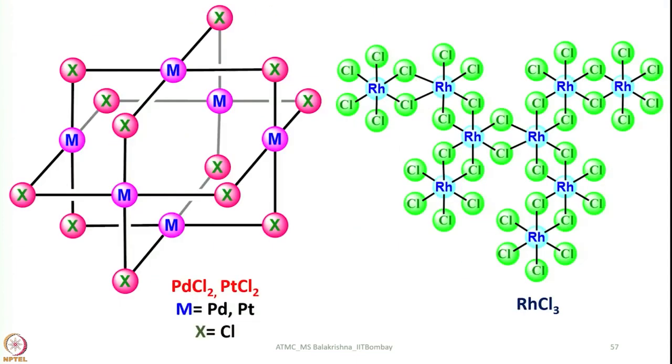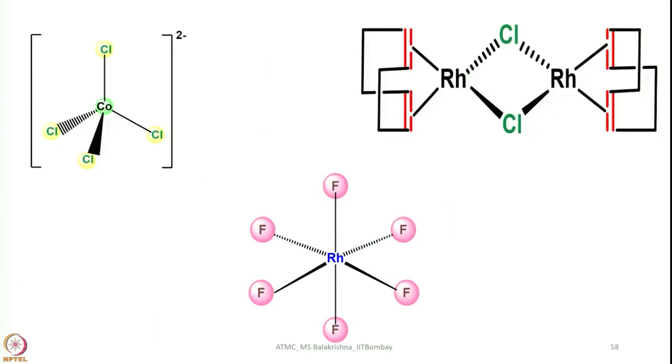This is the structure of palladium chloride and platinum chloride with chlorine as X. And in case of rhodium trichloride, this is the structure adopted by rhodium. You can see rhodium is octahedrally surrounded by 6 chlorine atoms. Of course, composition doesn't change. That's the reason whenever you write, always we write RhCl3. The same thing is true in case of palladium and platinum also. The ratio of metal to halogen remains 1:2. So that plus 2 oxidation state can be explained. So this is tetrahedral, tetrachlorocobaltate. And in this case, we have rhodium in plus 1.